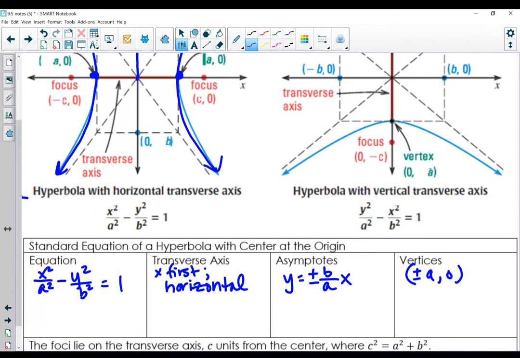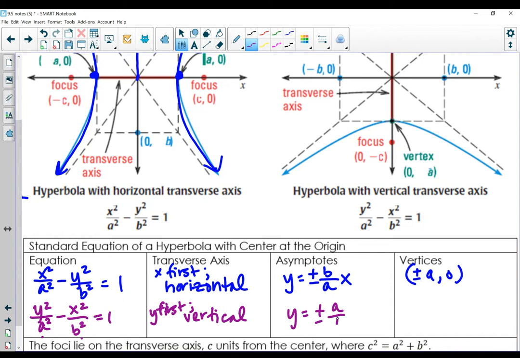Now we're going to look at the hyperbola that opens in the y direction, where I have a vertical transverse axis. And it's vertical because y is first in the equation. So my equation is y squared over a squared minus x squared over b squared equals 1. So my asymptotes now, that should be a squared, are going to be up a units in the y direction, over b in the x direction. So y equals plus or minus a over b x.